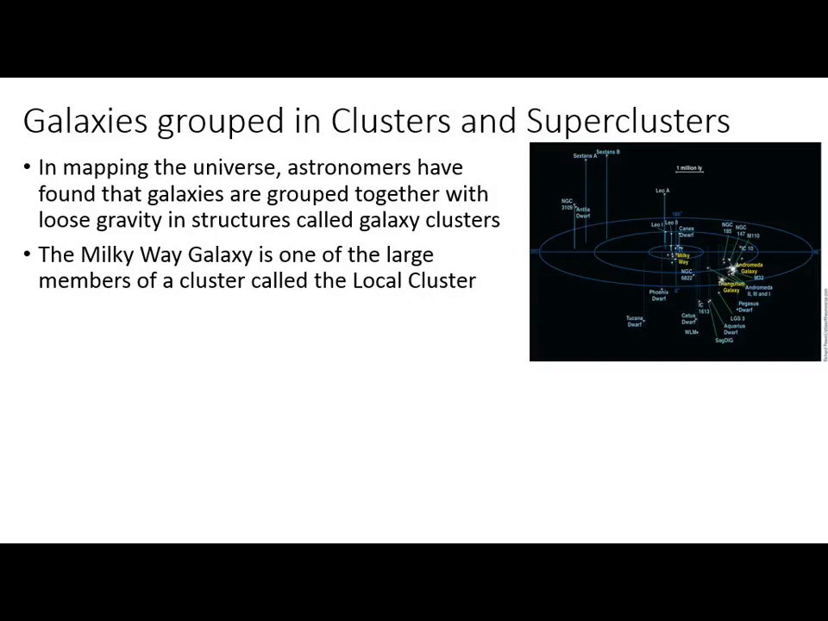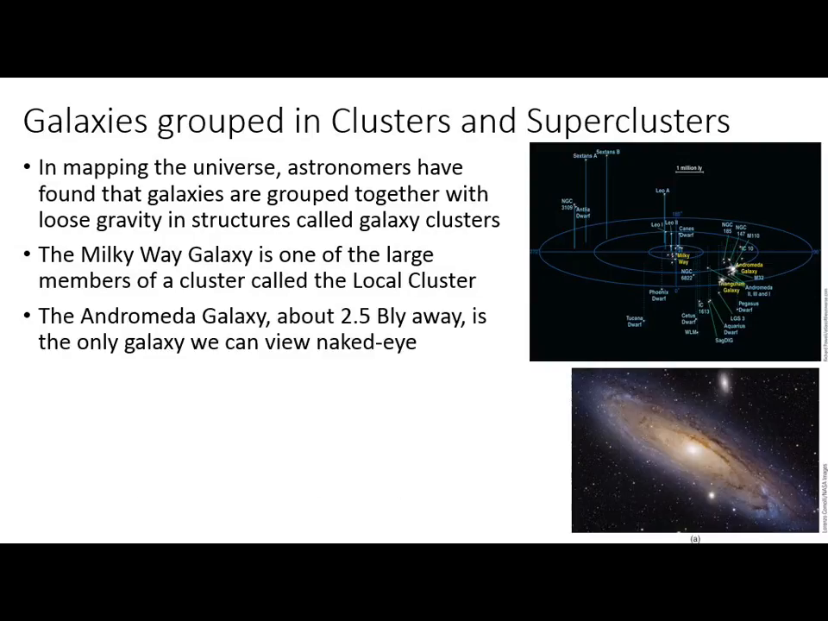So the Milky Way Galaxy and the Andromeda Galaxy are part of a group of galaxies we call the local cluster. Here, if you see that bullseye-looking thing, within it are some dots. Those are individual galaxies. So galaxies are clustered together. Our cluster happens to be the local cluster. And down here is the Andromeda Galaxy.